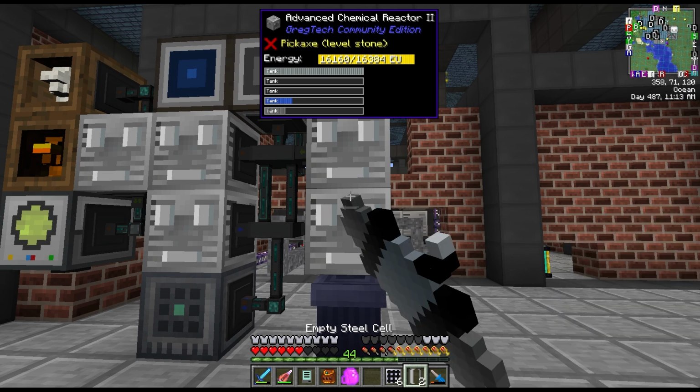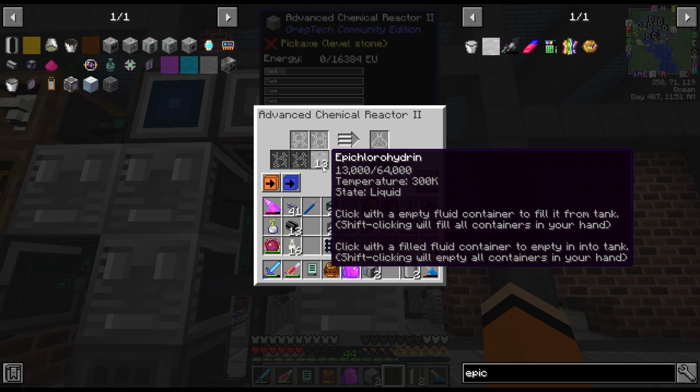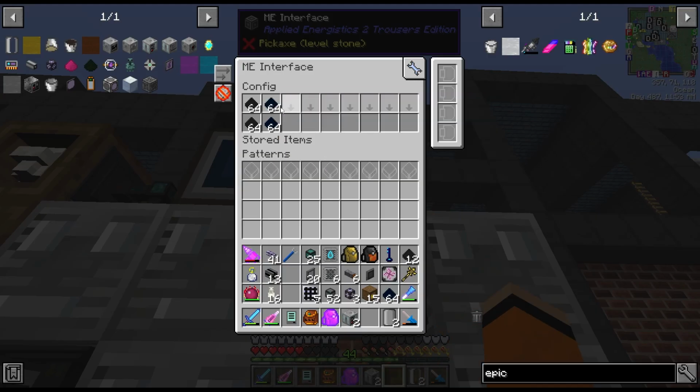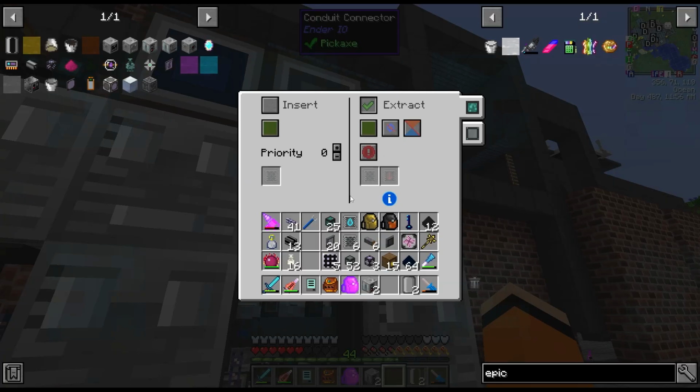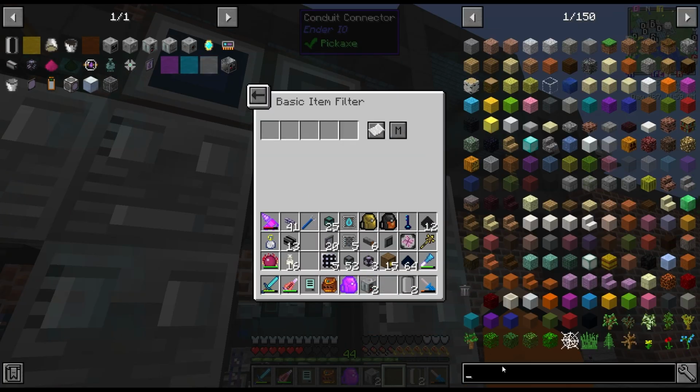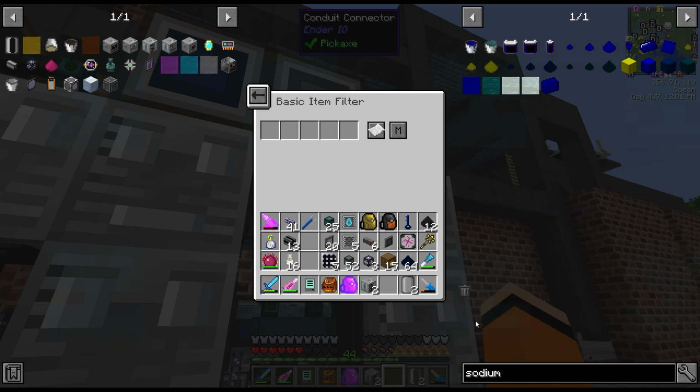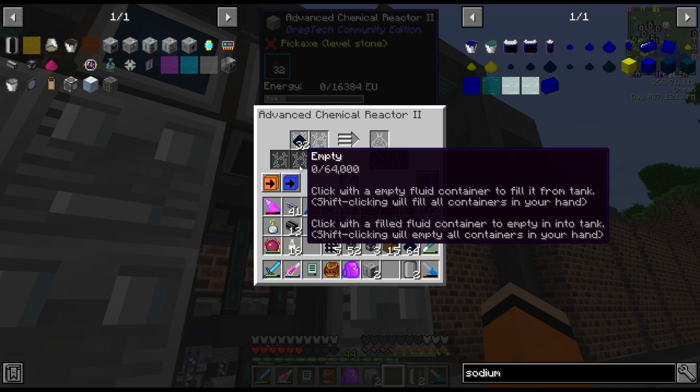And then the epichlorohydrin is going to go up. And this has to be mixed with sodium hydroxide, which conveniently we're already asking for here. So we can just set the import here with an item filter for sodium hydroxide. And all that's missing is bisphenol A.